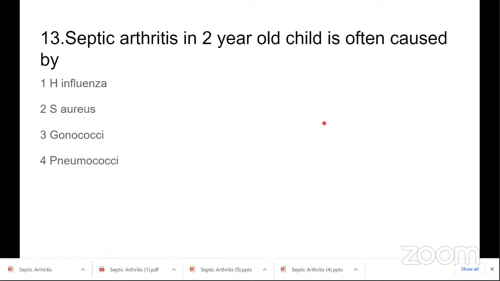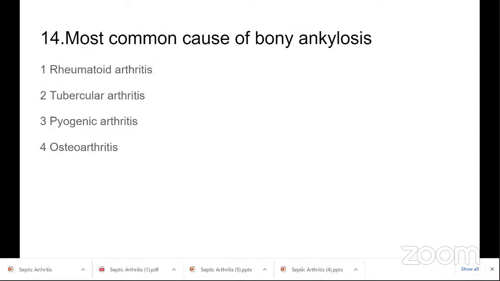Right? Septic arthritis in a 2-year-old child is often caused by, I told you, the most common cause of bony ankylosis. Pyogenic arthritis. Very good. See, pyogenic arthritis.